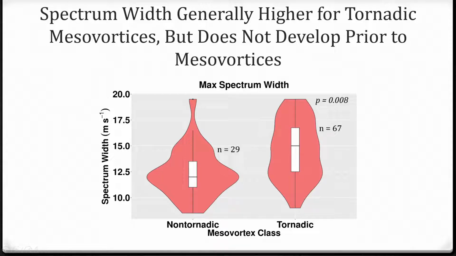But one caveat is that this signature doesn't tend to develop prior to mesovortices. Maybe a volume scan or two, and with SAILS running, that might be 1 to 2 minutes before a mesovortex develops, maybe as much as 3 or 4. But for the most part, the spectrum width signature develops at the same time as the mesovortex. So not really a precursor signature, whereas the KDP cores that I was talking about earlier, those do precede mesovortex development.